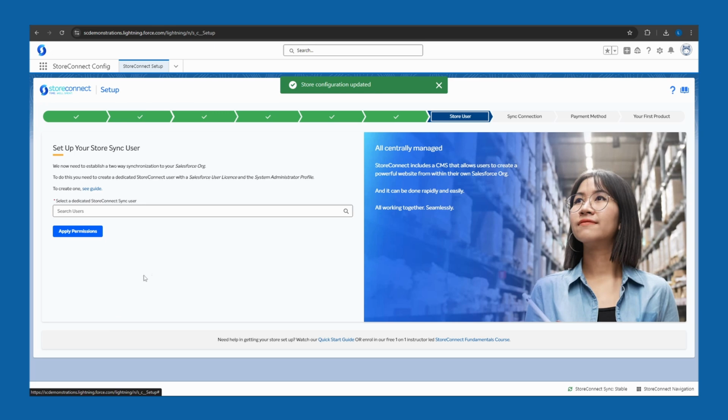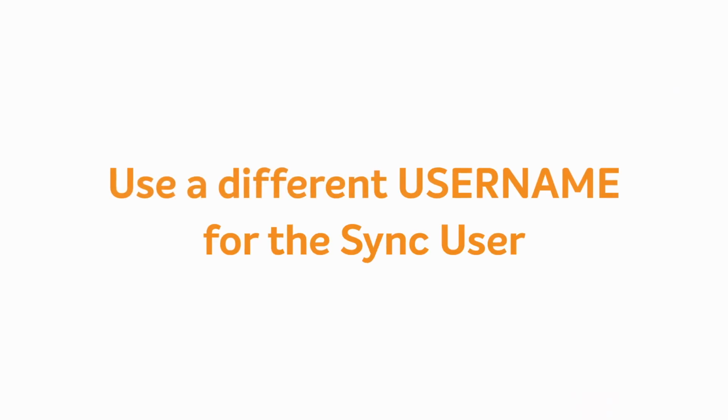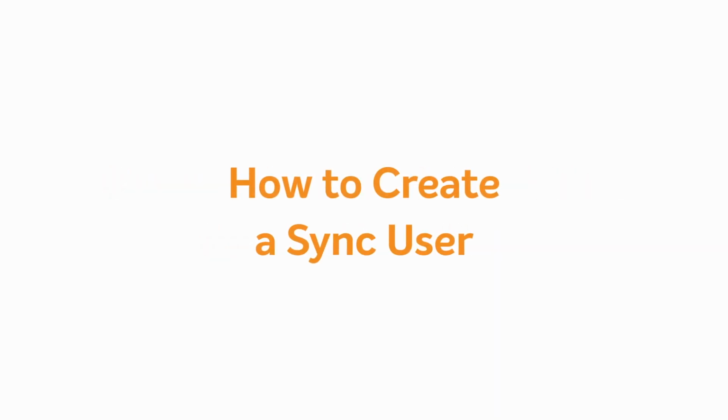Next, it is necessary to choose a StoreConnect sync user. A sync user, otherwise known as an integration user, is a special kind of user account in Salesforce which is used for synchronizing data between Salesforce and an external app, such as your StoreConnect website. This should not be the same user account that is setting up the StoreConnect store. If you don't have a sync user created yet, here's how to create one for StoreConnect.